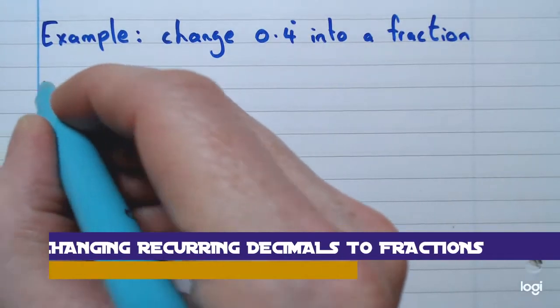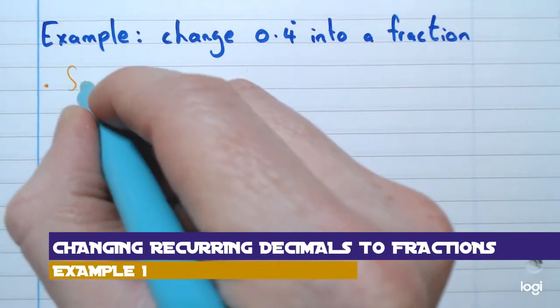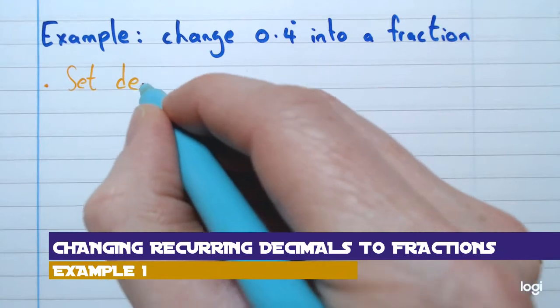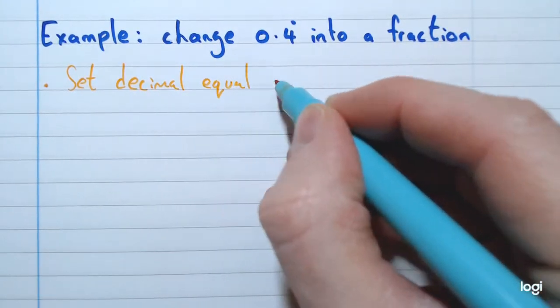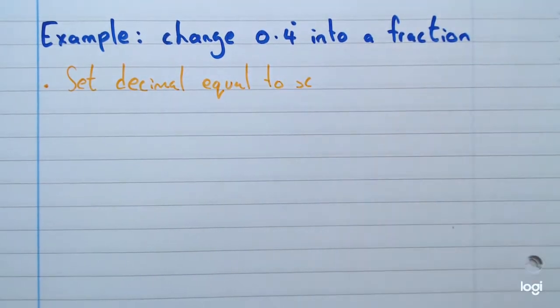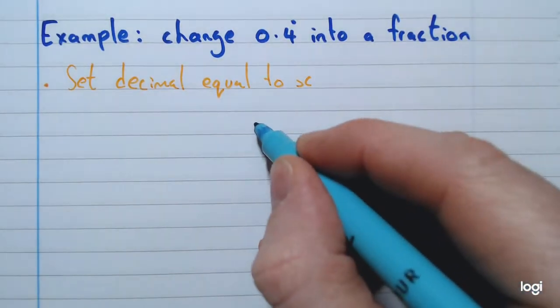Hello and welcome to today's video where we're going to look at changing a recurring decimal into a fraction. I'm going to look at three different examples. Now I said different, they're actually all pretty much the same. If you can do this with one decimal, you can do it with all of them. It's not difficult to do.